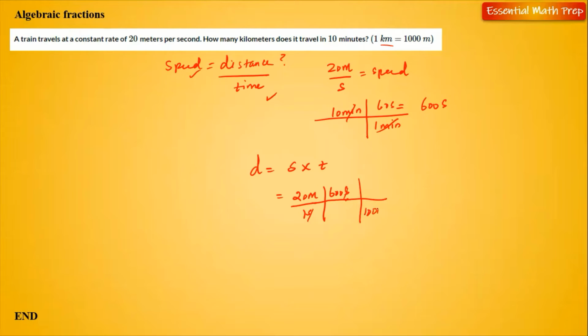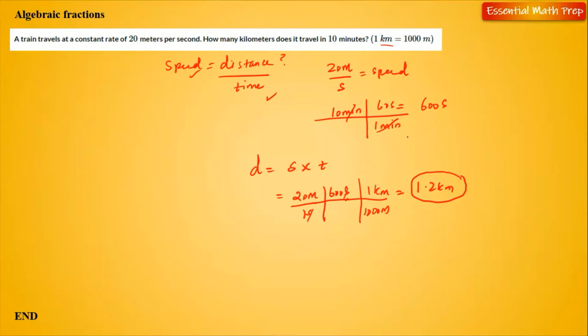And we know 1,000 meters is 1 kilometer. So if you put it all together, then that's your final answer. So 20 times 600 divided by 1,000 is 12 kilometers. That's the answer.